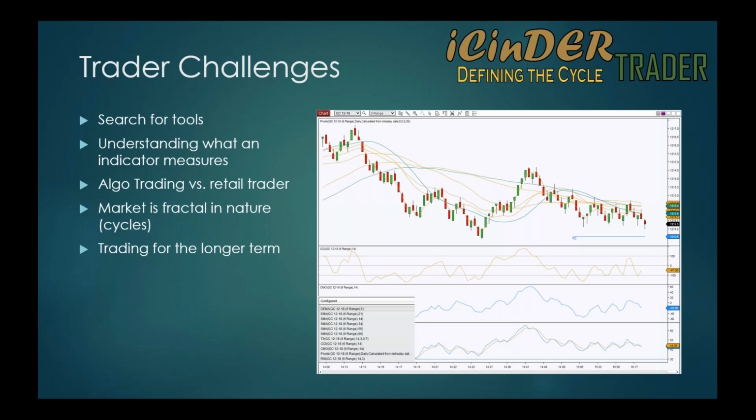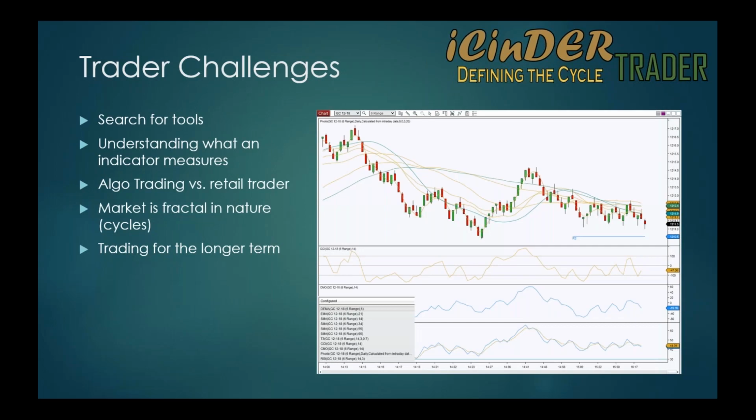So what does it take us to? Well, we've got to understand what an indicator measures. We've got to understand what bars show us, because this is all a visualization tool. And sometimes, if we don't have an understanding of what is taking place, we can make mistakes. We can think that a model that appears good visually can also work effectively in real trading, which takes us to algo trading versus retail trading.